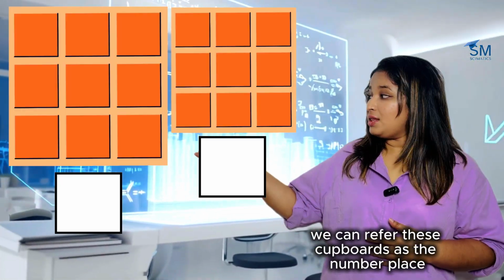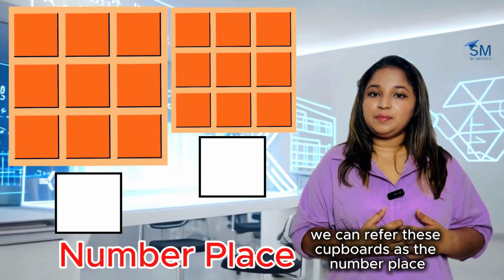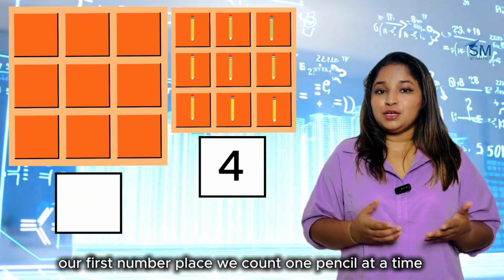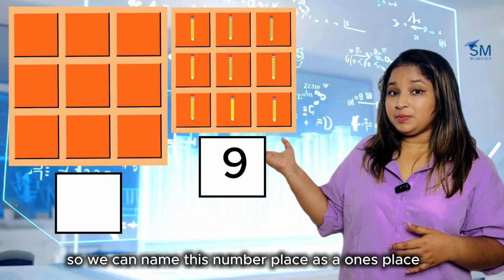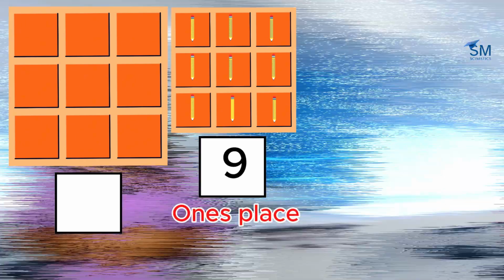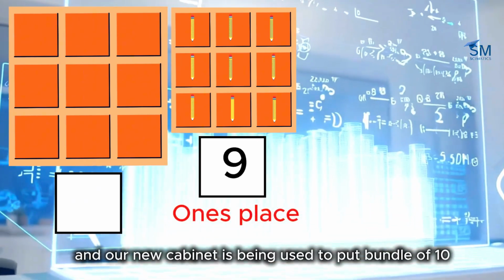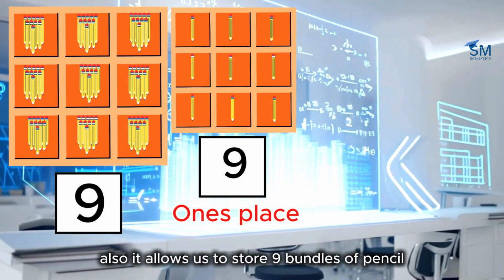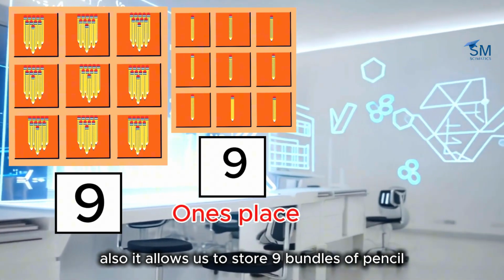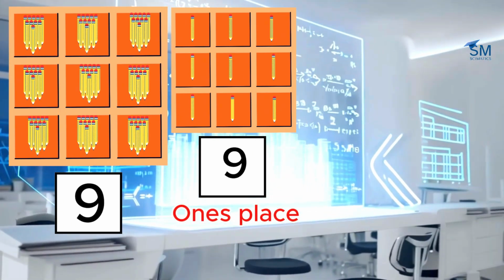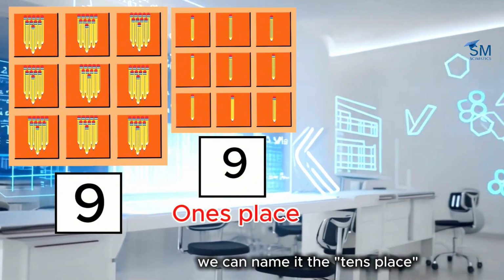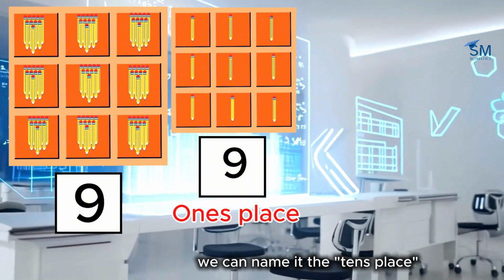We can refer to these cupboards as the number places. In our first number place, we count 1 pencil at a time. So, we can name this number place the ones place. And our new cabinet is being used to put bundles of 10. Also, it allows us to store 9 bundles of pencils. Since the new number place is for counting groups of 10, we can name it the tens place.